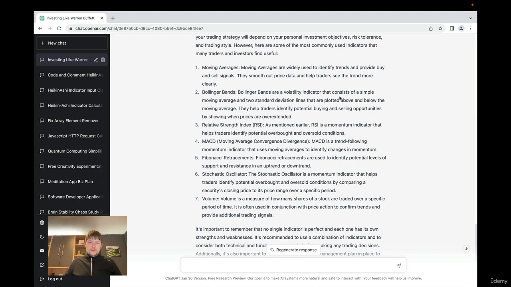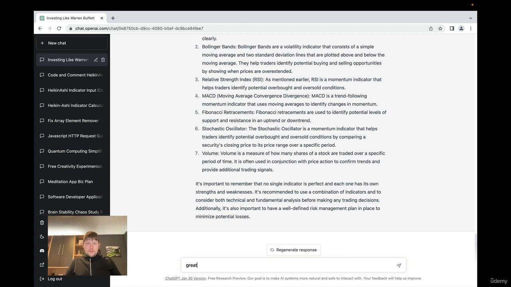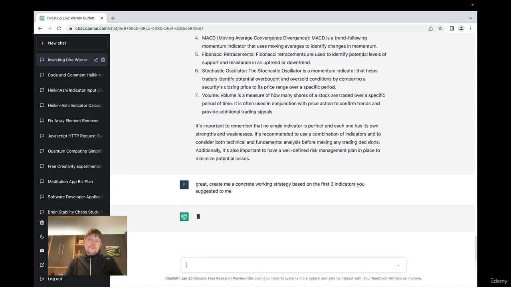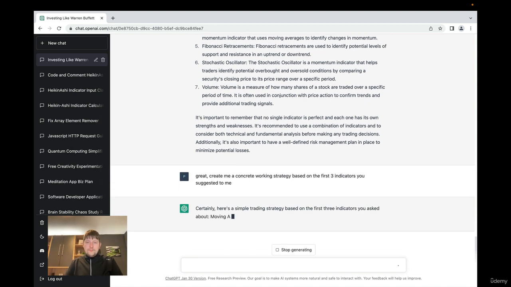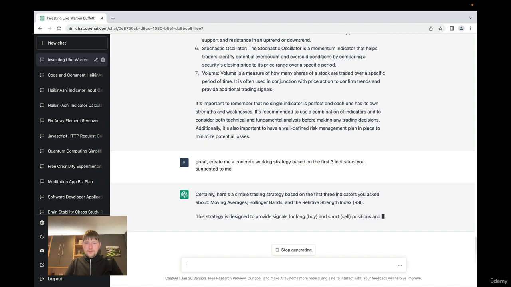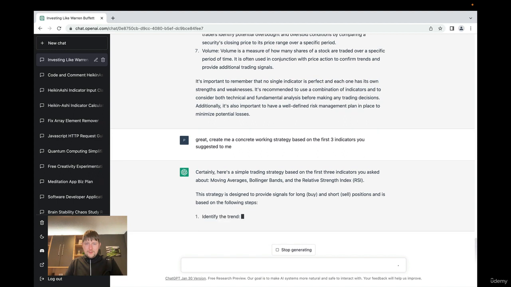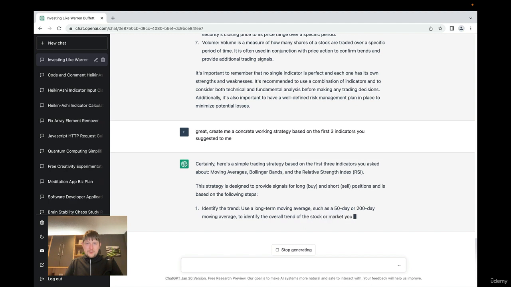So let's ask it to create me a concrete working strategy based on the first three indicators you suggested to me. And it remembers the last three. And also tells us how it would use them.